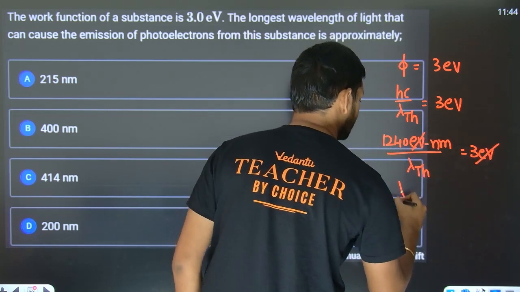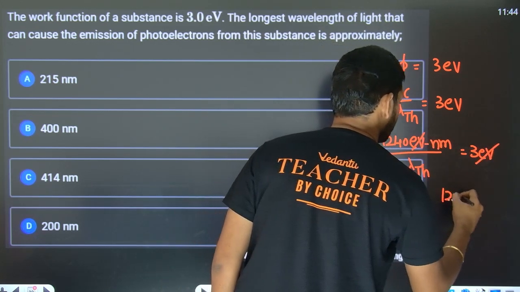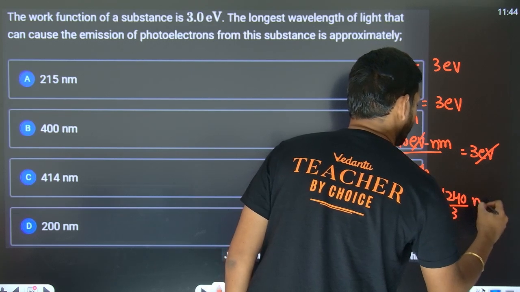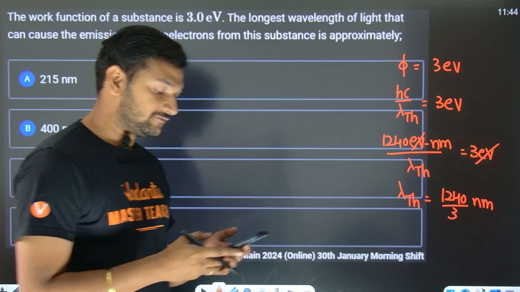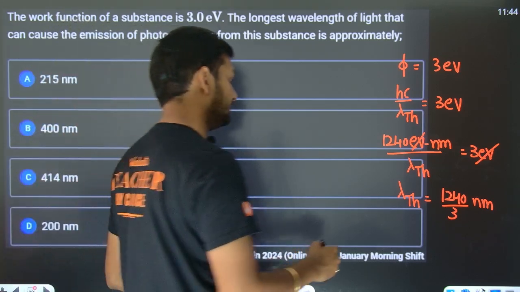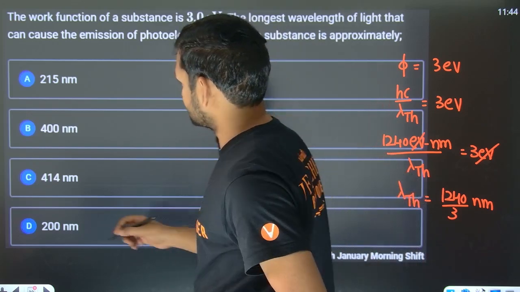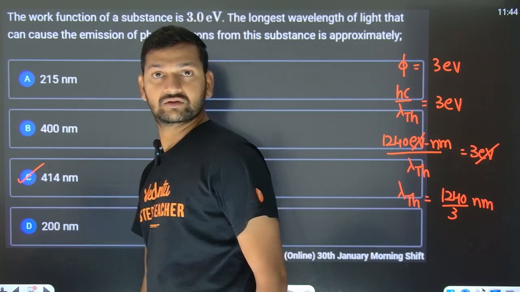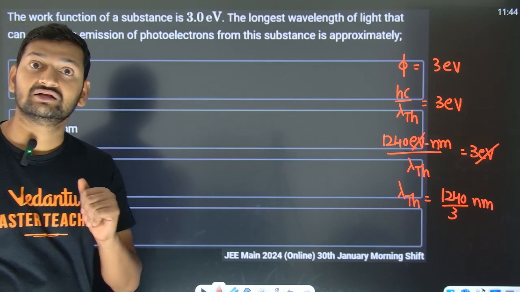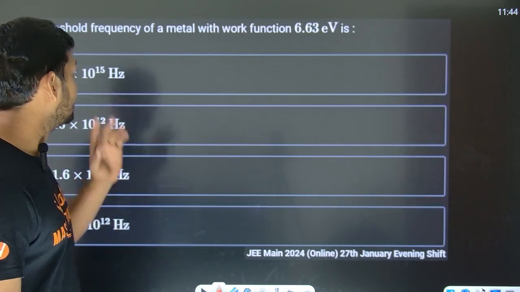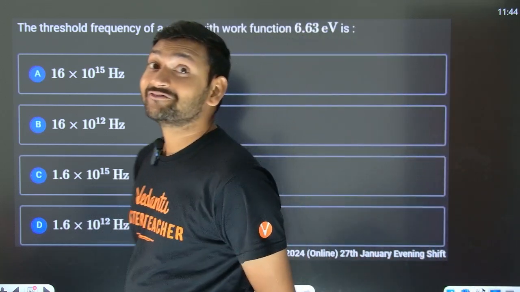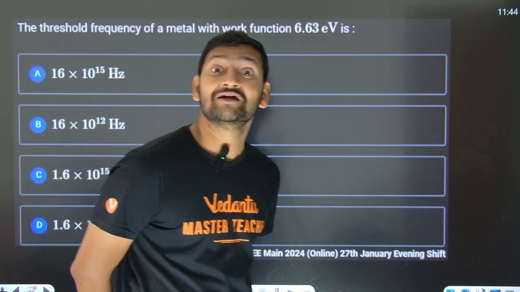eV can be cancelled out, so the threshold wavelength is going to be 1240 by 3 nanometers. So 1240 divided by 3 gives us 413.33. So which option is closer? Yes, this is closer, 414. So your answer is going to be C.